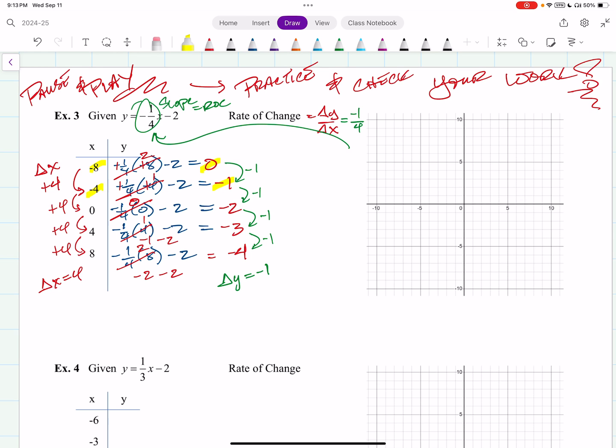-8 comma 0 is left 8. I'm going to plot these in red here. That's -8 comma 0. -4 comma -1 is left 4, down 1. 0 comma -2 is down 2. 4 comma -3 is right 4, down 3. And then 8 comma -4 is right 8, down 4. And you can see your linear function.